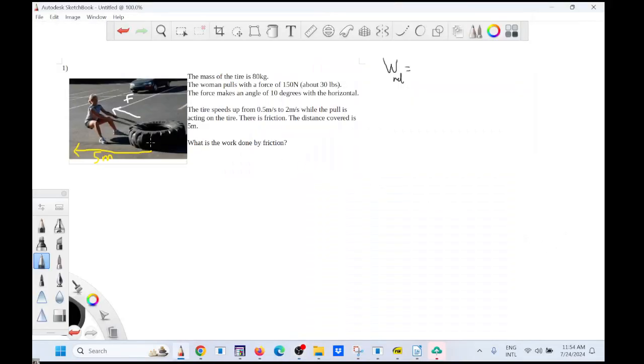So let's start the review. This problem is an application of the work kinetic energy theorem. The net work done on a system will be equal to the change in kinetic energy of the system. And the net work will be the sum of all the work done by the forces acting on that system, which is equal to the change in kinetic energy.